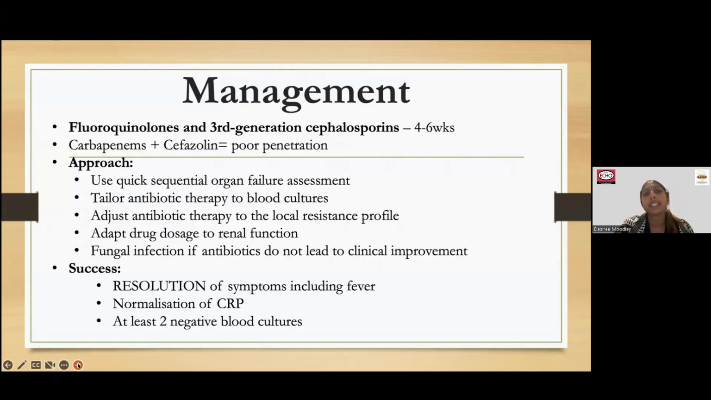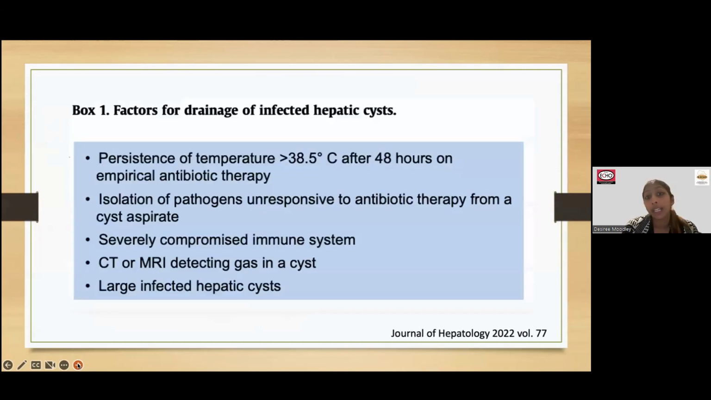So initially, you just assess the patient, do a SOFA score, and check for organ dysfunction. You're going to tailor your antibiotic therapy to blood cultures, and if you've aspirated the cyst, to that culture. Adjust your therapy to local resistance, and adapt the drug dosage if they've got renal impairment. If they're not getting better, you could consider fungal cover as well. You can say it's successfully been treated if the symptoms resolve, including fever, your CRP normalizes, and you've got negative blood cultures ×2.